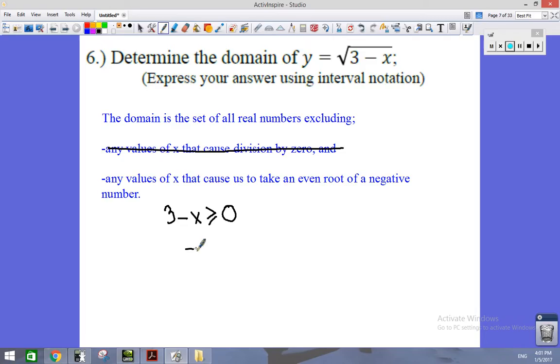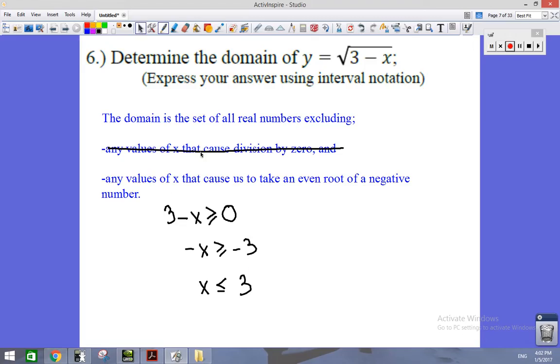If I subtract 3 from both sides, and now I divide both sides by negative 1, or multiply both sides by negative 1, then I change the sign. But remember, I also have to change the direction of the inequality.